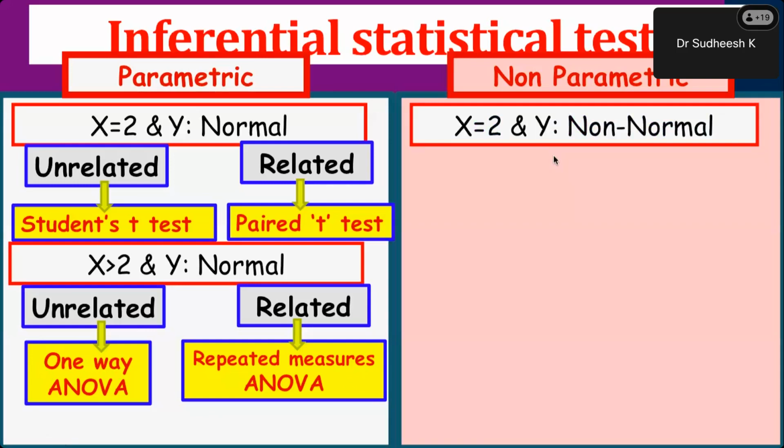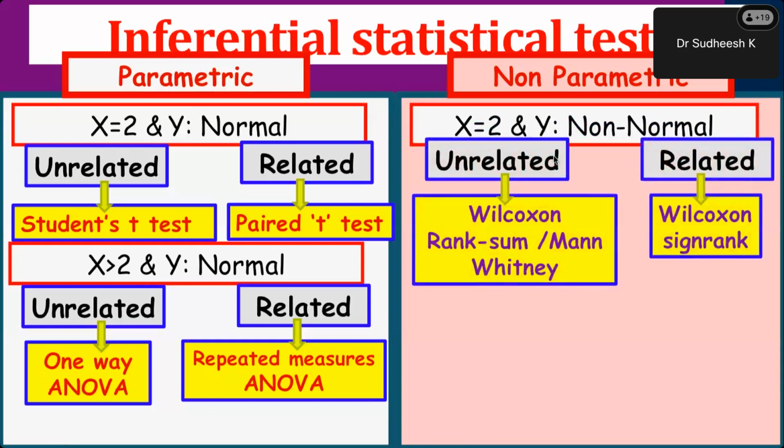You are comparing two groups and the data is not normally distributed. If the data is unrelated, for example, you are comparing group A and group B, you apply the Wilcoxon rank-sum test or Mann-Whitney U test. And if they are related, as I told, 0 minute baseline and 5th minute and 10th minute, if you are comparing like that, you compare using the Wilcoxon signed-rank test.